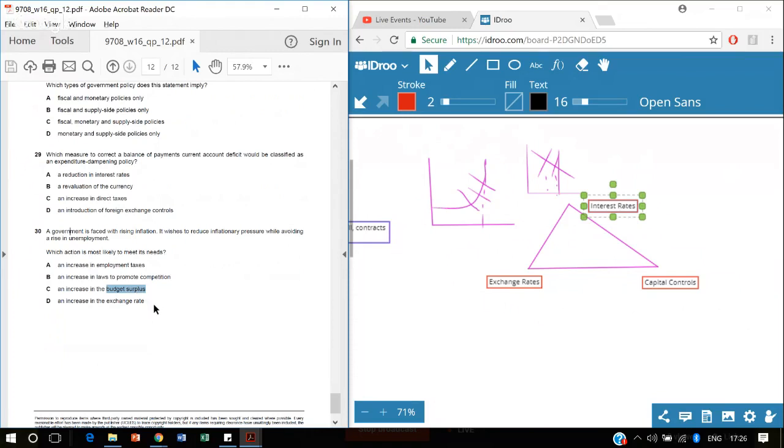Yep. So the only one that really works is an increase in laws promoting competition. That's going to mean that prices are lower because firms have to compete more. And if they have to compete more, then there's a possibility there's going to be fewer monopolies, so more people working in different companies, so unemployment can even fall further. Okay.